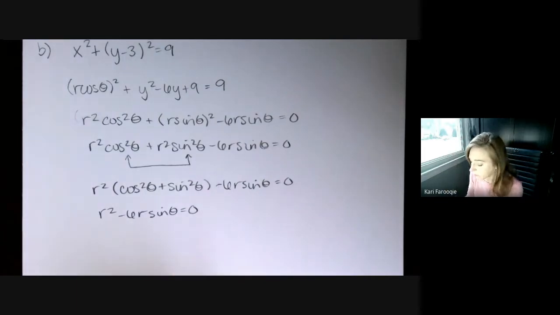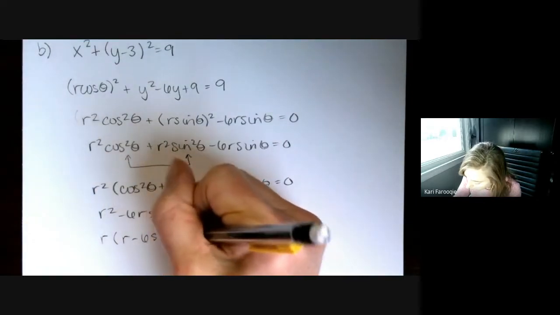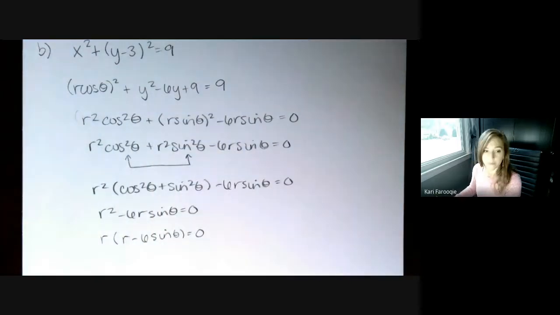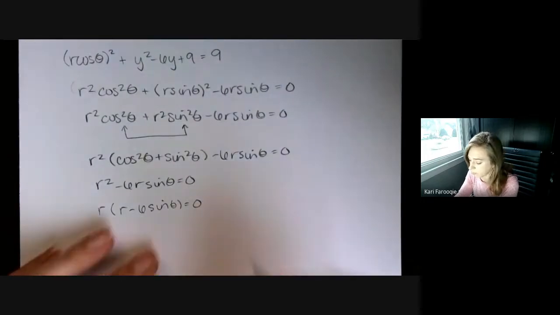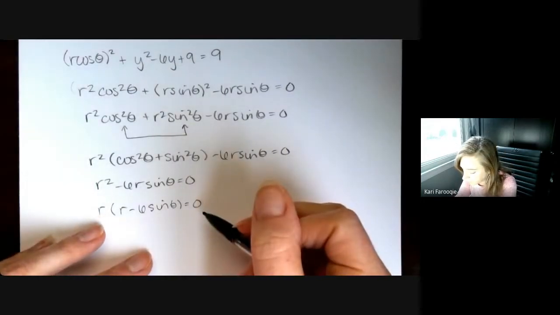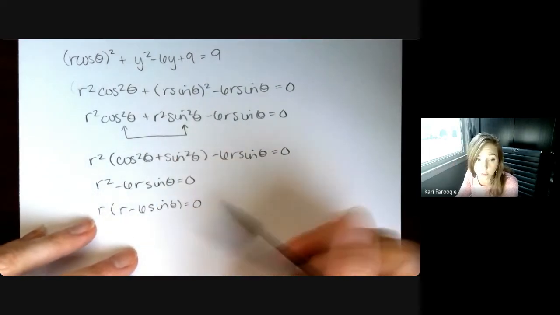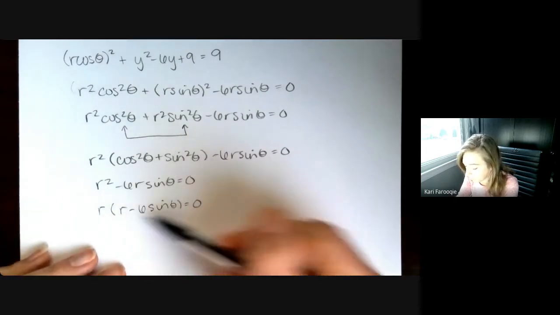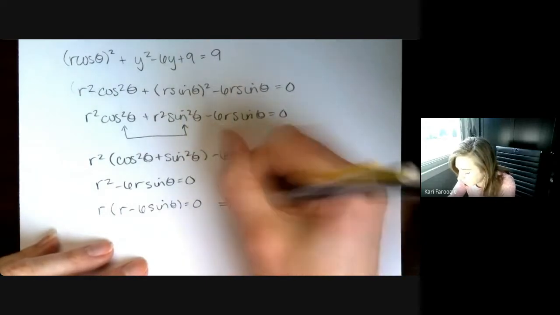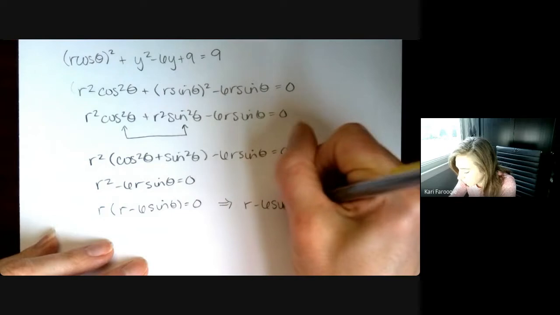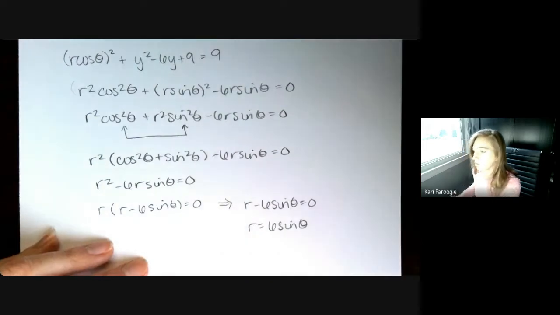Since we want to try to solve this for r, if you want to factor out the r again, you can. And remember the zero factor property: if you have these factors set equal to 0, either r must be 0 or r minus 6 sine theta equals 0. You can divide that r out on both sides, and this leaves you with r minus 6 sine theta equals 0, and then r equals 6 sine theta.